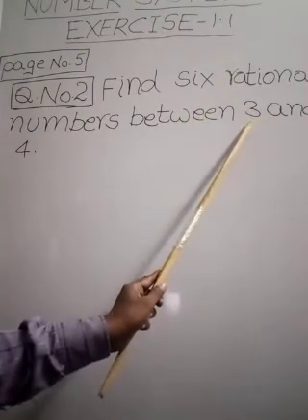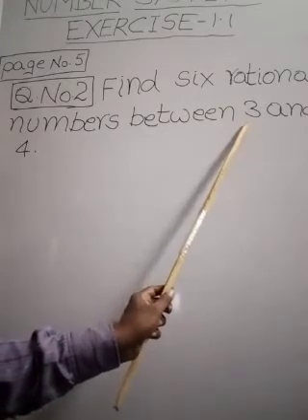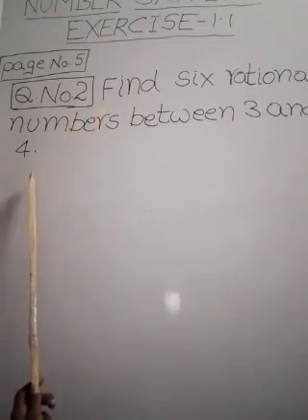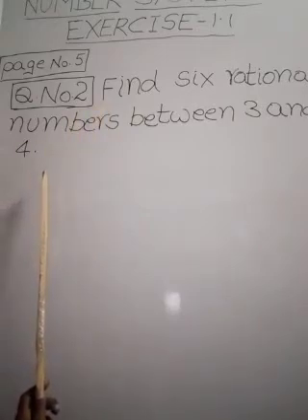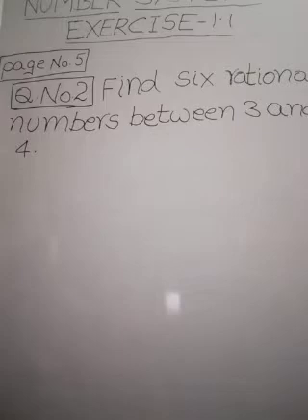Is this a rational number or not? Yes, because 3 can be written as 3 by 1. Similarly here 4 is also a rational number. This is also in the form of p by q, 4 by 1. Understood the question, my dear children? Right.